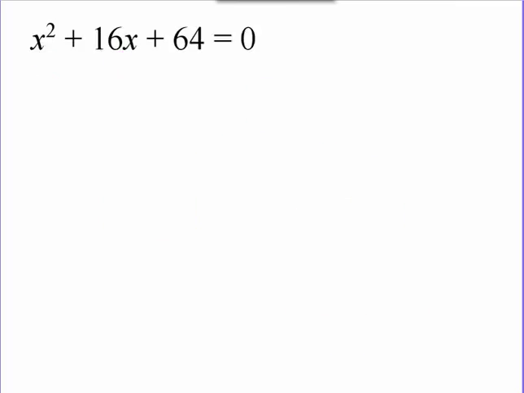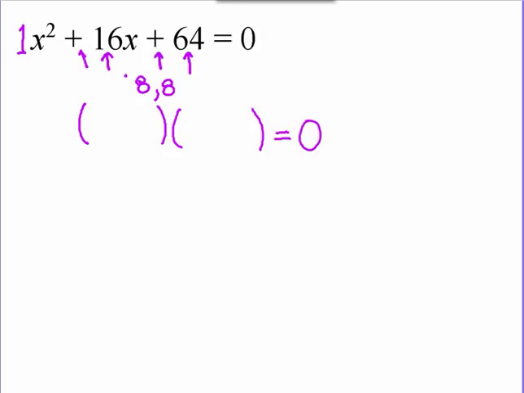Alrighty. Is the first one always equal to 0? No. Not always. Nope. And you'll see that right now. So now this one. Does anybody remember from last year what we did on these? If the number here is a 1, which it is, this is where I look at the last number. I'm looking for 2 factors of 64 that add up to 16. 8 and 8. Now I have to figure out, how do you get a positive 16 from 8 and 8? 2 positives.